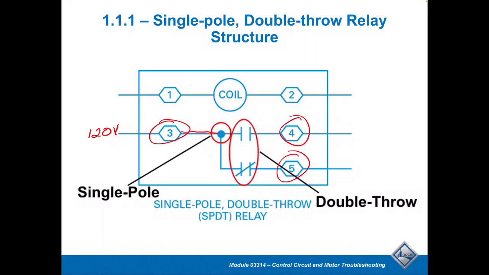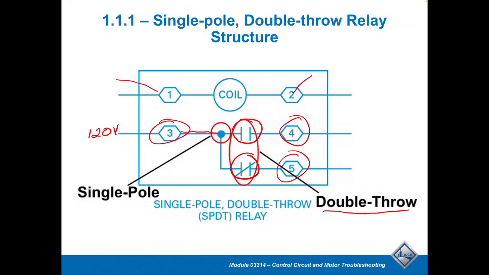Now, the throws would be, this one is a double throw. So within this relay structure, we have both a normally closed and a normally open contact that's identified here. So this is normally closed. This one here happens to be the normally open set of contacts in there. And then, of course, the coil is identified on terminals 1 and 2 in that case.